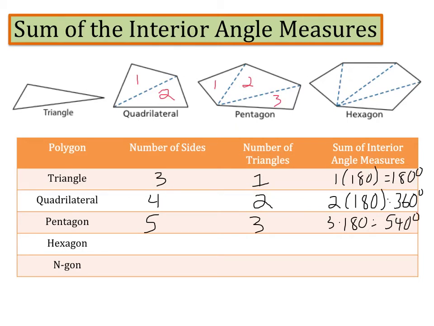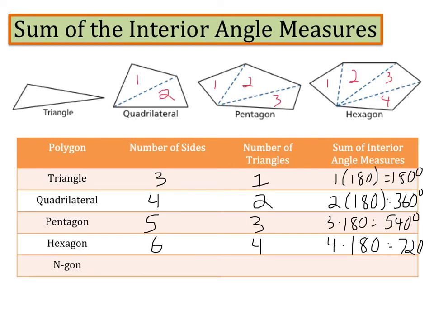Let's look at the hexagon. A hexagon has 6 sides, and within the hexagon we have 1, 2, 3, 4 triangles. So there are 4 triangles, so we just multiply 4 times 180, and that equals 720.